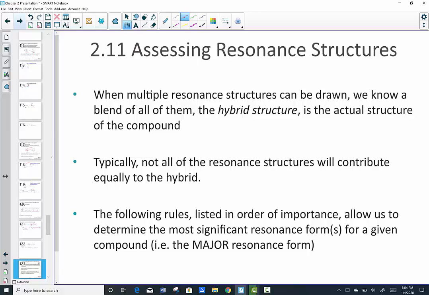When we assess resonance structures, we look at the hybrid between them and decide which one really is the major contributor and which will be the minor contributing structures. When multiple resonance structures can be drawn, we know a blend of them all occurs, called a hybrid. But typically not all the resonance structures contribute equally. So let's go through the following rules, listed in order of importance, to determine which is most significant, which I've been calling the major contributor, and which are less significant, which we call the minor contributors.